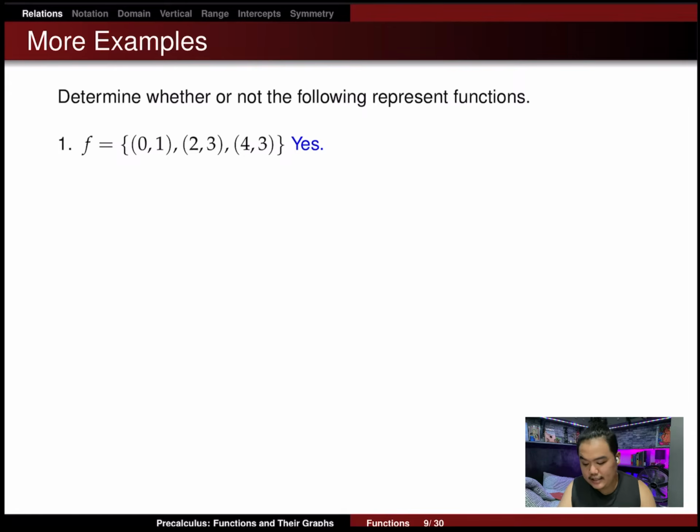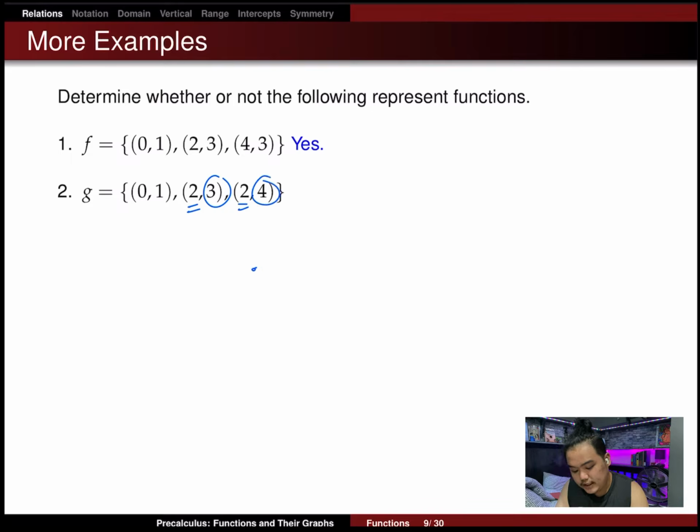Let's go to the next example. So, does this one represent a function? The answer is no, because you have the same x mapped to different y's. So 2 is mapped to 3 and 4. So it's not a function. The answer is no.